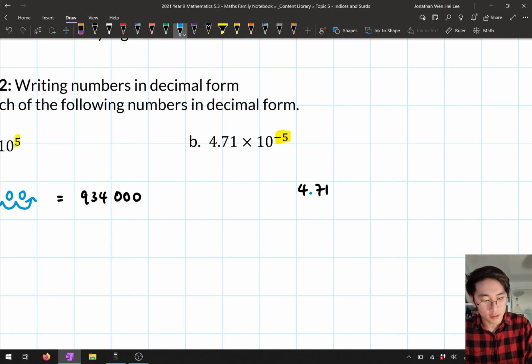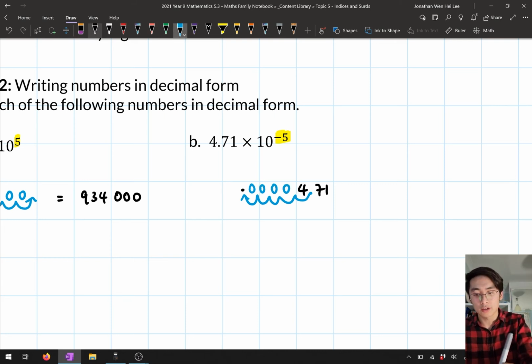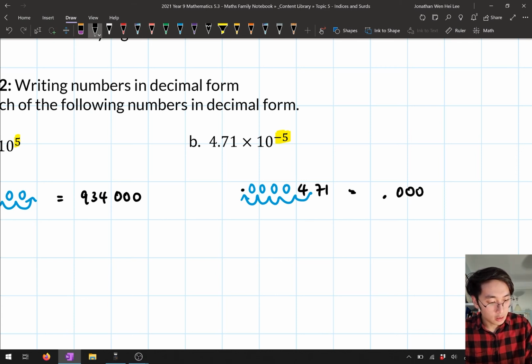So I'm going to move my decimal point: 1, 2, 3, 4, 5. And so that means I move my decimal point here. And like I said, whenever you see one of those loops, I'm just going to write a 0, 0, 0, 0, 0 above those loops. And so my answer is going to be 0.000471.